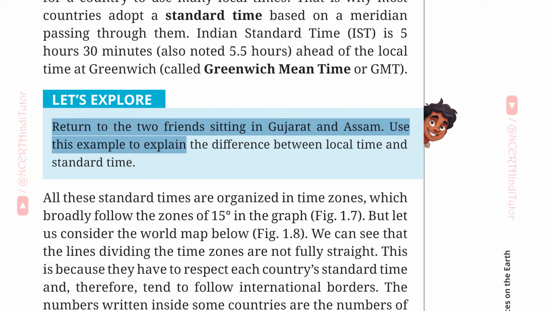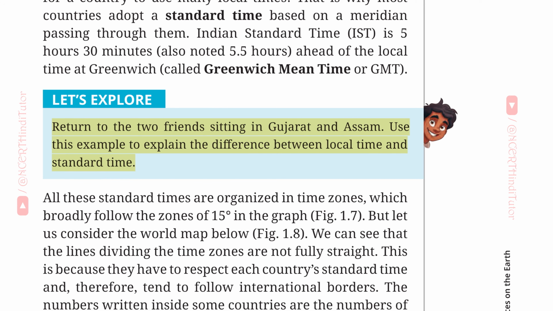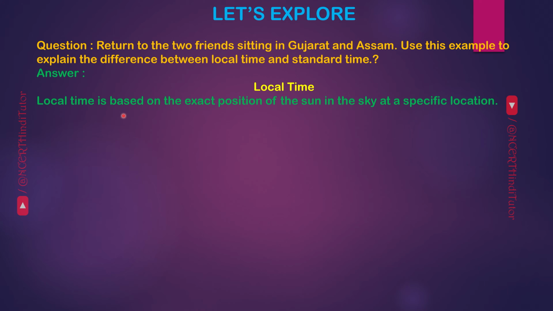Use this example to explain the difference between local time and standard time. Answer. Local time. Local time is based on the exact position of the sun in the sky at a specific location. Each place has its own local time depending on its longitude.